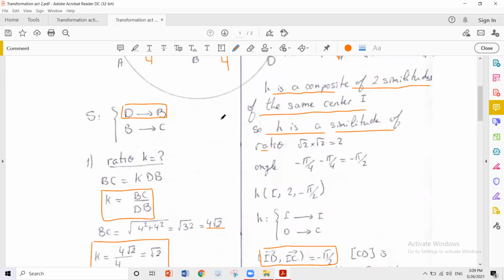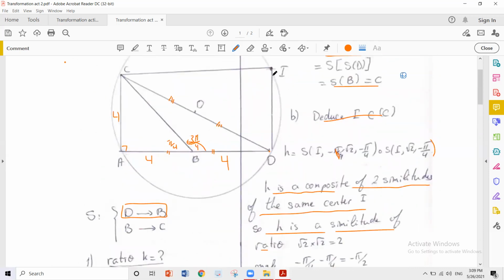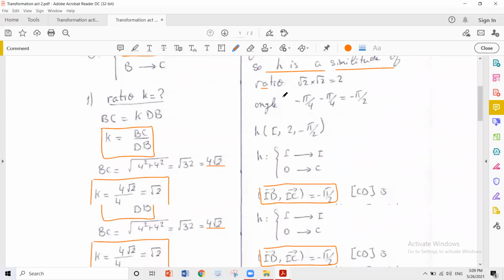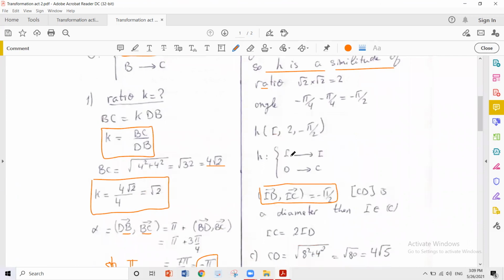Since the angle IDIC is minus pi over 2, CD is the diameter of the circle. Then I belongs to the circle. So since H sends I onto I, D onto C, it means IDIC equals minus pi over 2, CD is the diameter of the circle, then I belongs to the circle.